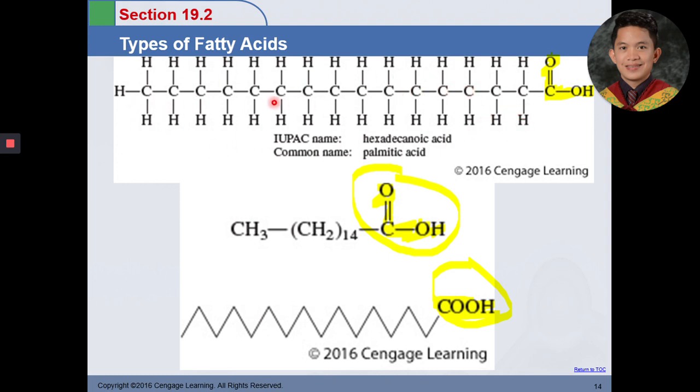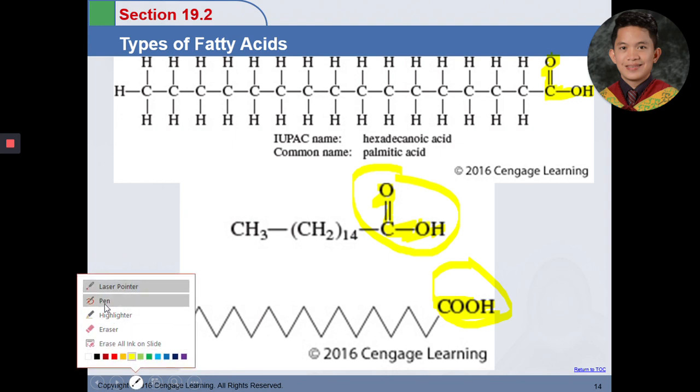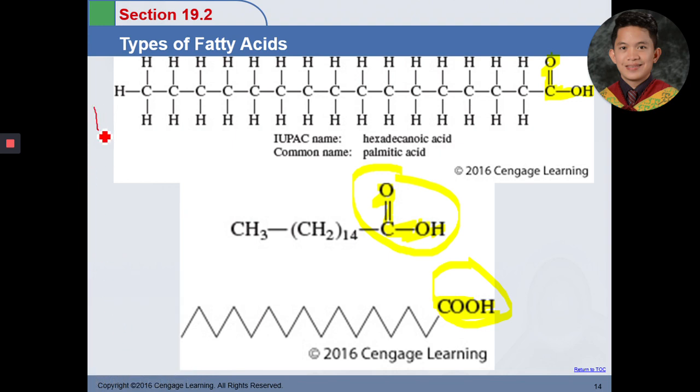Now, the structural formula for fatty acids could be written in three different ways. This is number one, a detailed structural formula. And these two right here are a more condensed structural formula for the fatty acids. However, we can always represent fatty acids in these three different ways. So we have here detailed representation, like this one. We have here a more condensed representation, this one, CH3.